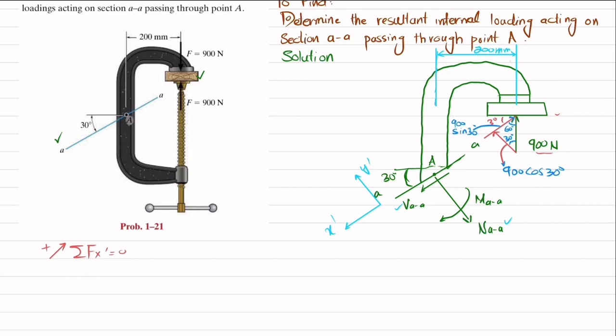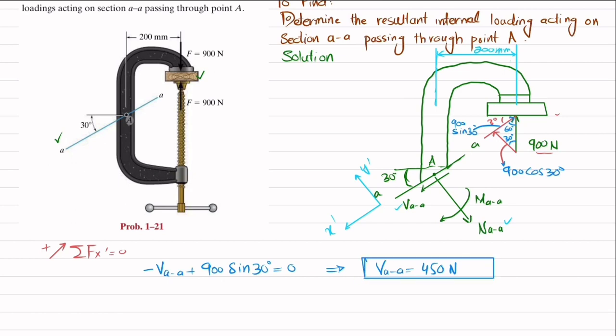So first equation of equilibrium is sum of all forces along x direction must be equal to 0. So one force along x dash direction is this one, which is VAA dash, and this is toward positive. We have taken this direction as positive, so this will be negative. And the second force is this one, which is 900 into sine of 30. So their sum must be equal to 0. So I will write minus VAA plus 900 into sine of 30 will be equal to 0. So from here you will get VAA, which is the shear force, and this will be equal to 450 Newton.